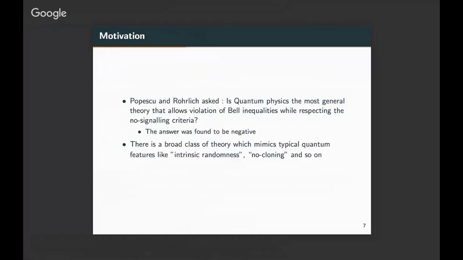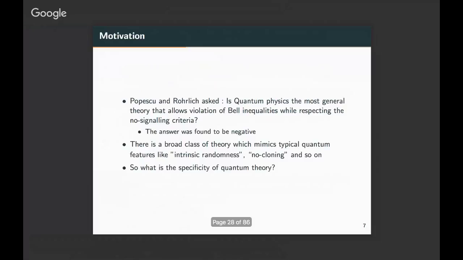There is a broad class of theories which mimic typical quantum features like intrinsic randomness, no cloning, secure cryptography, and so on. So these things are not specific to quantum theory. There are other theories which people may think of as super quantum. They also show those properties which are shown by quantum theory. So what is the specificity of quantum theory?